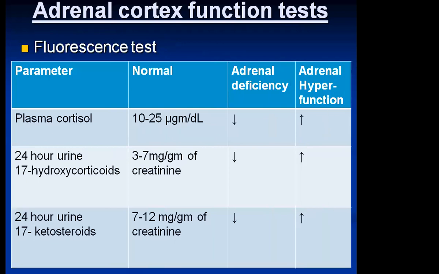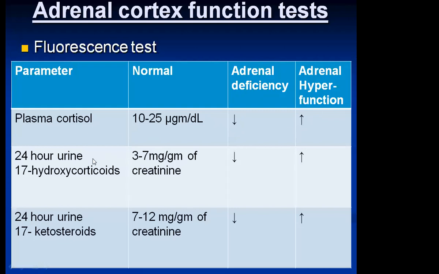Now this fluorescence test. On the left hand side of this table, you have the parameters: plasma cortisol, 24-hour urine 17 hydroxysteroids, and 24-hour urine 17 ketosteroids. The normal level of plasma cortisol is 10 to 25 micrograms per deciliter. In conditions of adrenal deficiency, like in Addison's disease, there will be a decrease in the plasma cortisol level, while in Cushing's syndrome, there will be adrenal hyperfunction, so there will be an increase in the cortisol level.